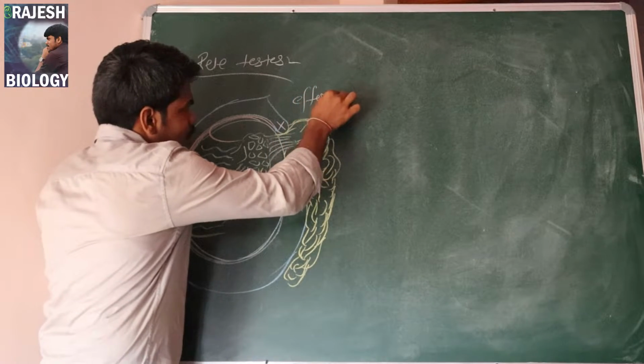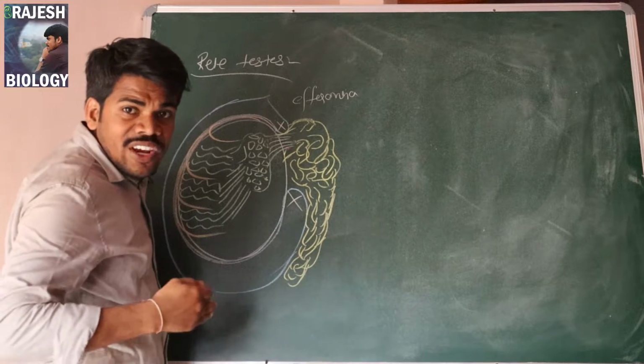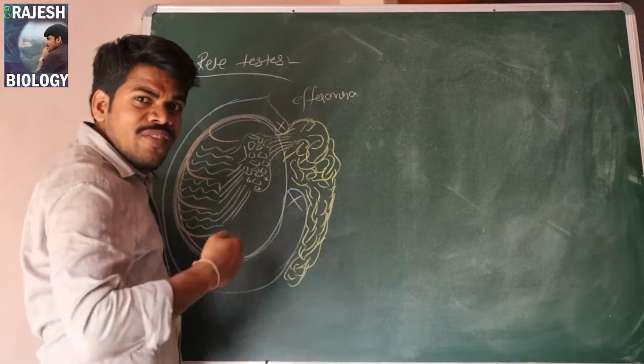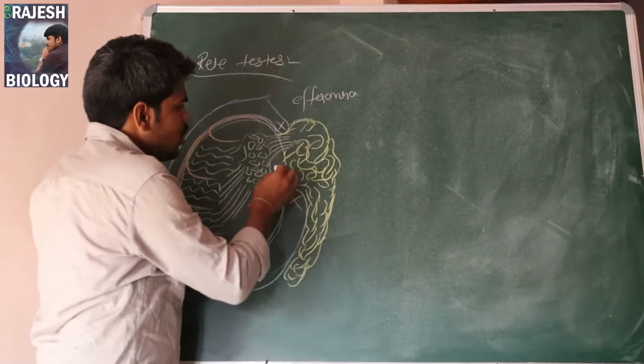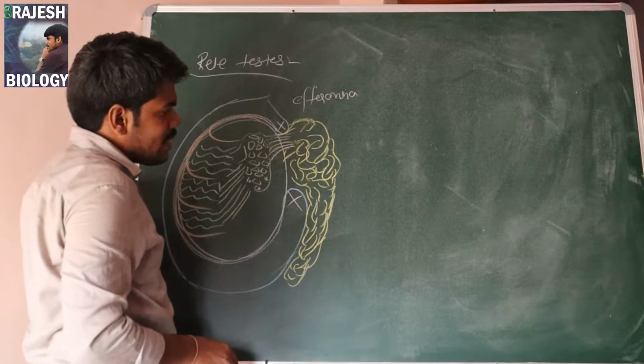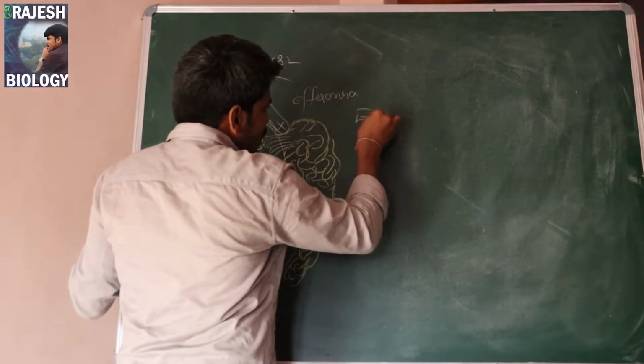vasa efferentia leave. We already discussed efferentia in the frog male reproductive system. Efferentia means which take sperm cells away from the testis. Okay, so the vasa efferentia open into the epididymis.